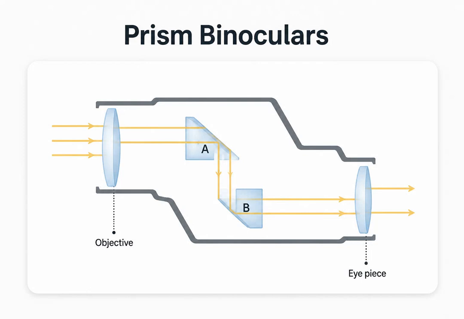Prism binoculars use totally reflecting isosceles right-angled prisms to fold the path of light. Prism A laterally inverts the image from the objective lens, and Prism B inverts it vertically. This ensures the final image you see is the right way up and the right way round. Because the light path folds back on itself through 180-degree reflections, the effective focal length is tripled without making the binoculars physically long and bulky.